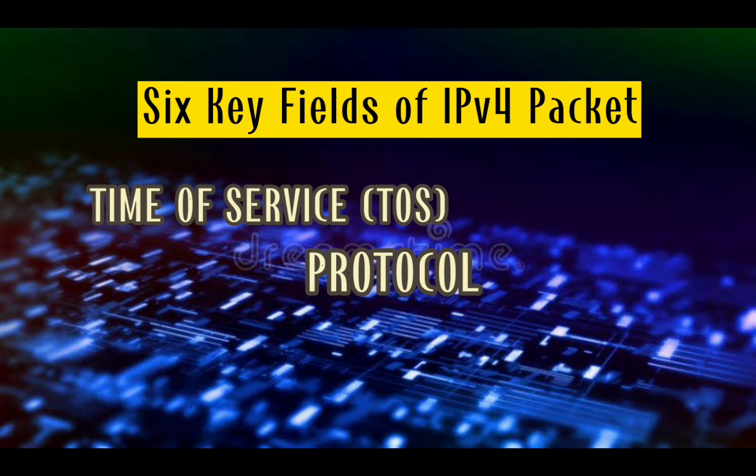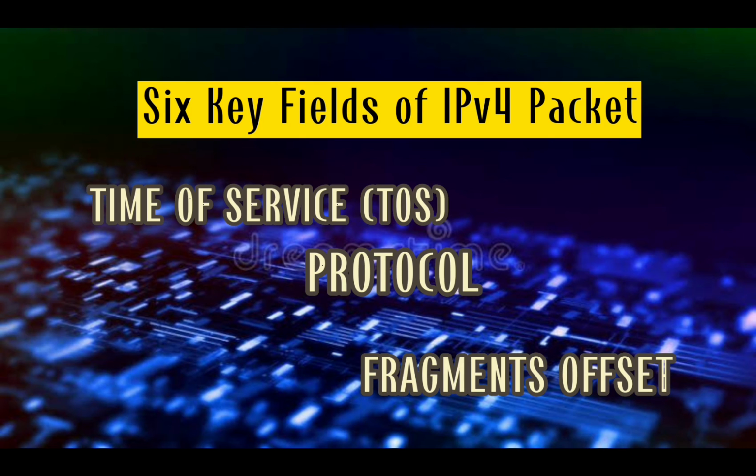Protocol field enables the network layer to pass data to the appropriate upper layer protocol. Fragment offset identifies the order in which to place the packet fragment in the reconstructed packet. Now, we're going to discuss the IP network connection, data end-to-end.